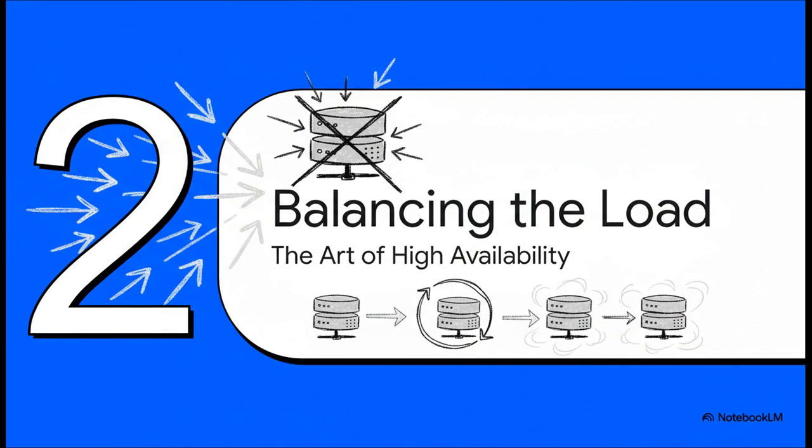All right, Section 2, balancing the traffic load. So people can find your service now. Great. But what happens when a lot of people show up at the same time? A single server can't handle it all, and if it goes down, your whole app goes down. That's a single point of failure, and we need to avoid that.